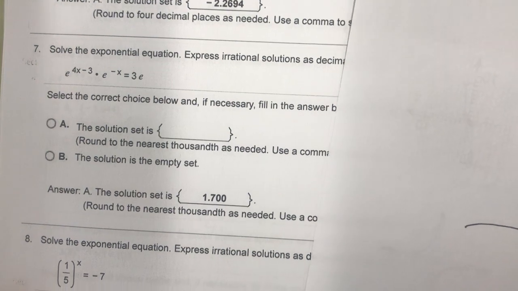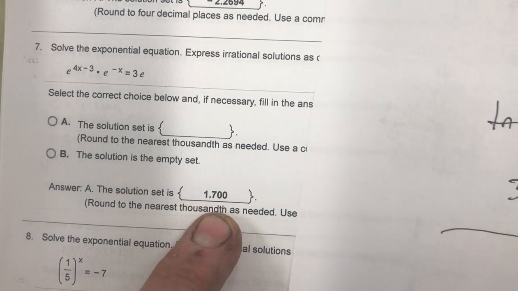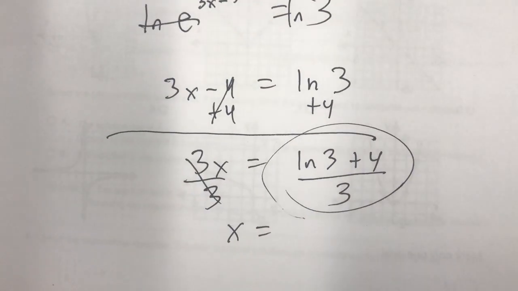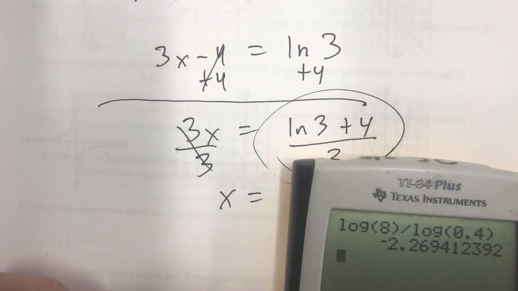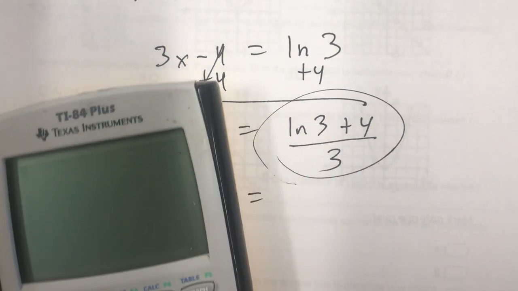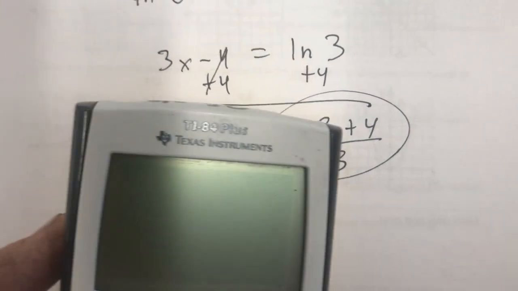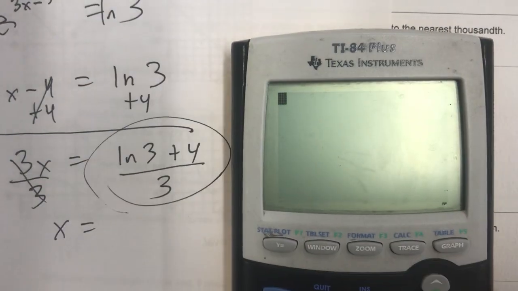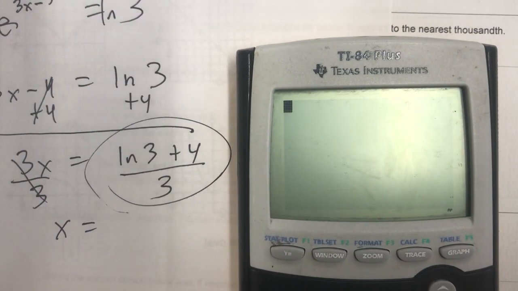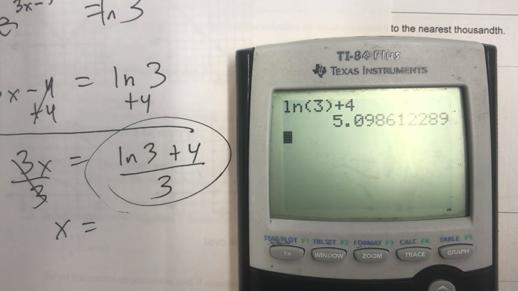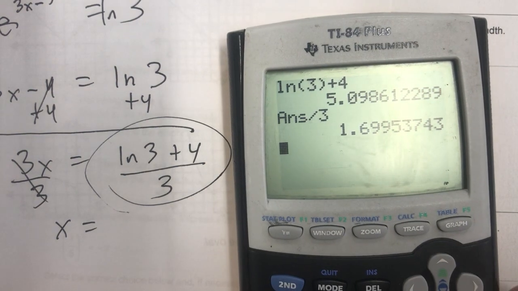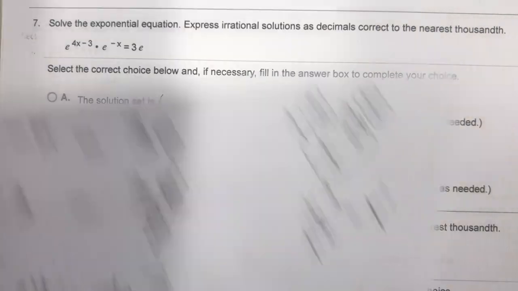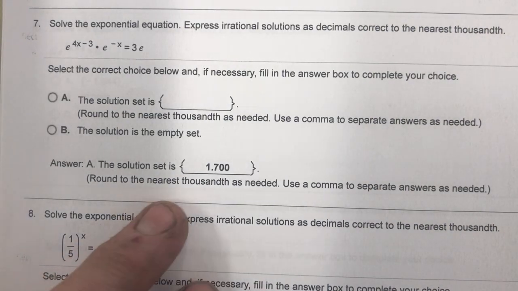I could punch it in, and they may not want it punched in. Let's see what they've got here. Yeah, they've got an answer here, 1.700. So we'll punch this in. Let me get this over here on this side. So we'll do the natural log of 3, close it up, plus 4, enter, and then divide by 3, and there you go, 1.699, which is 1.700. So we're batting 1,000.